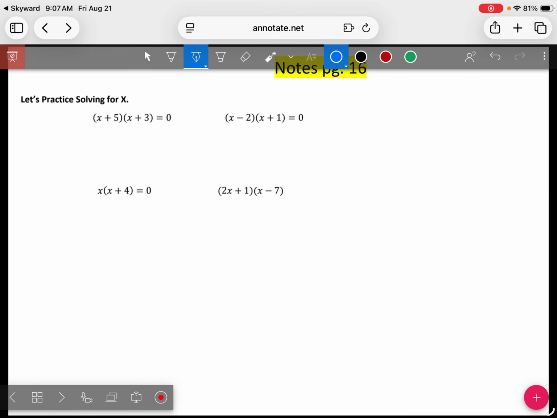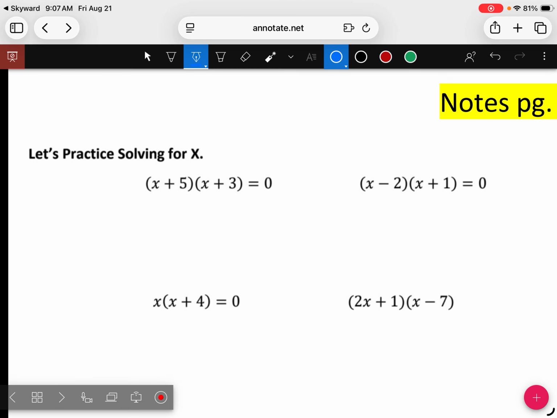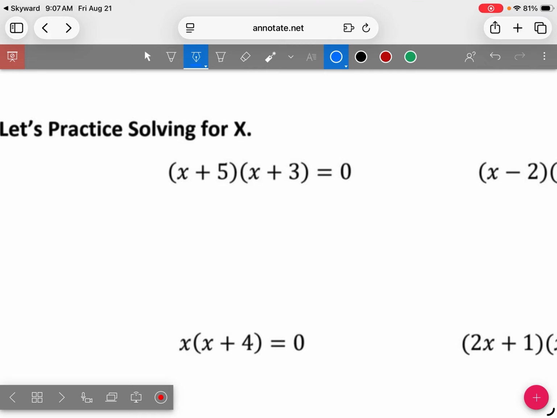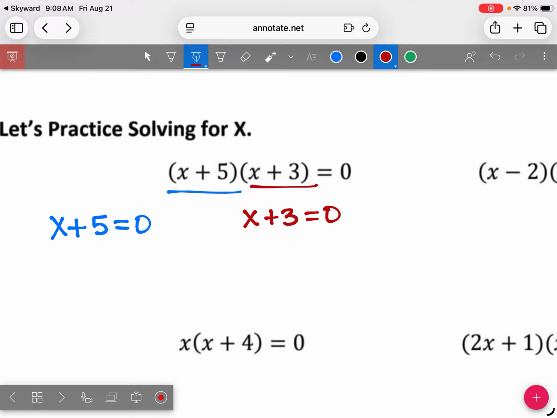So let's start off by solving quadratics that have already been factored. These are already factored. We're just setting the parentheses equal to 0 to find the solution. So if I start off with x plus 5, I set that equal to 0. And then I take the x plus 3 and I set that equal to 0. So these are the factors. But to find the solution, we have to solve it for x.